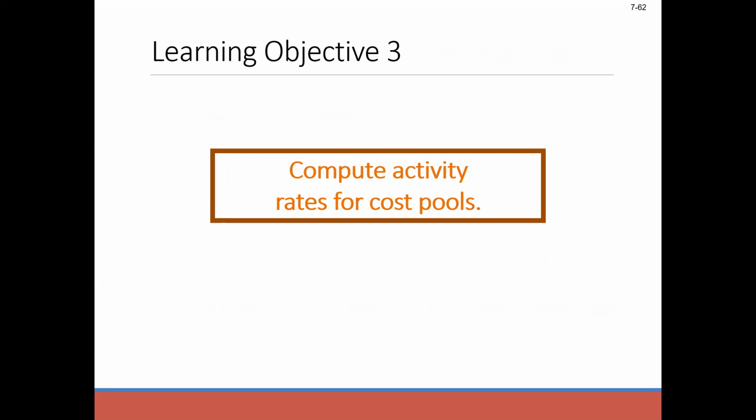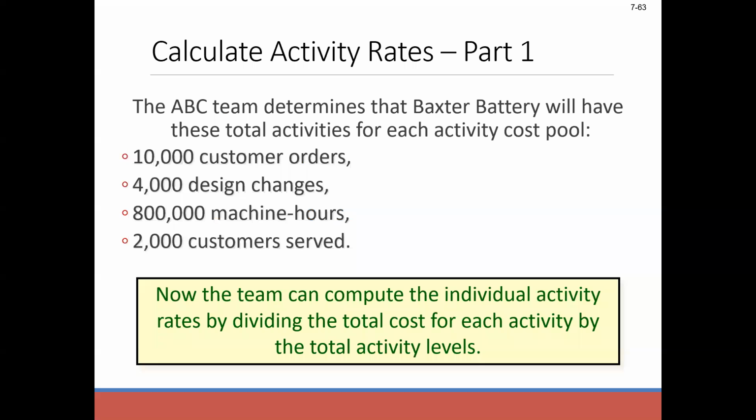Now, to compute the rates for cost pools, the ABC team determines that Baxter Battery will have these total activities for each activity cost pool. They will show you the number of customer orders, the design changes, the machine hours, and the number of customers served.